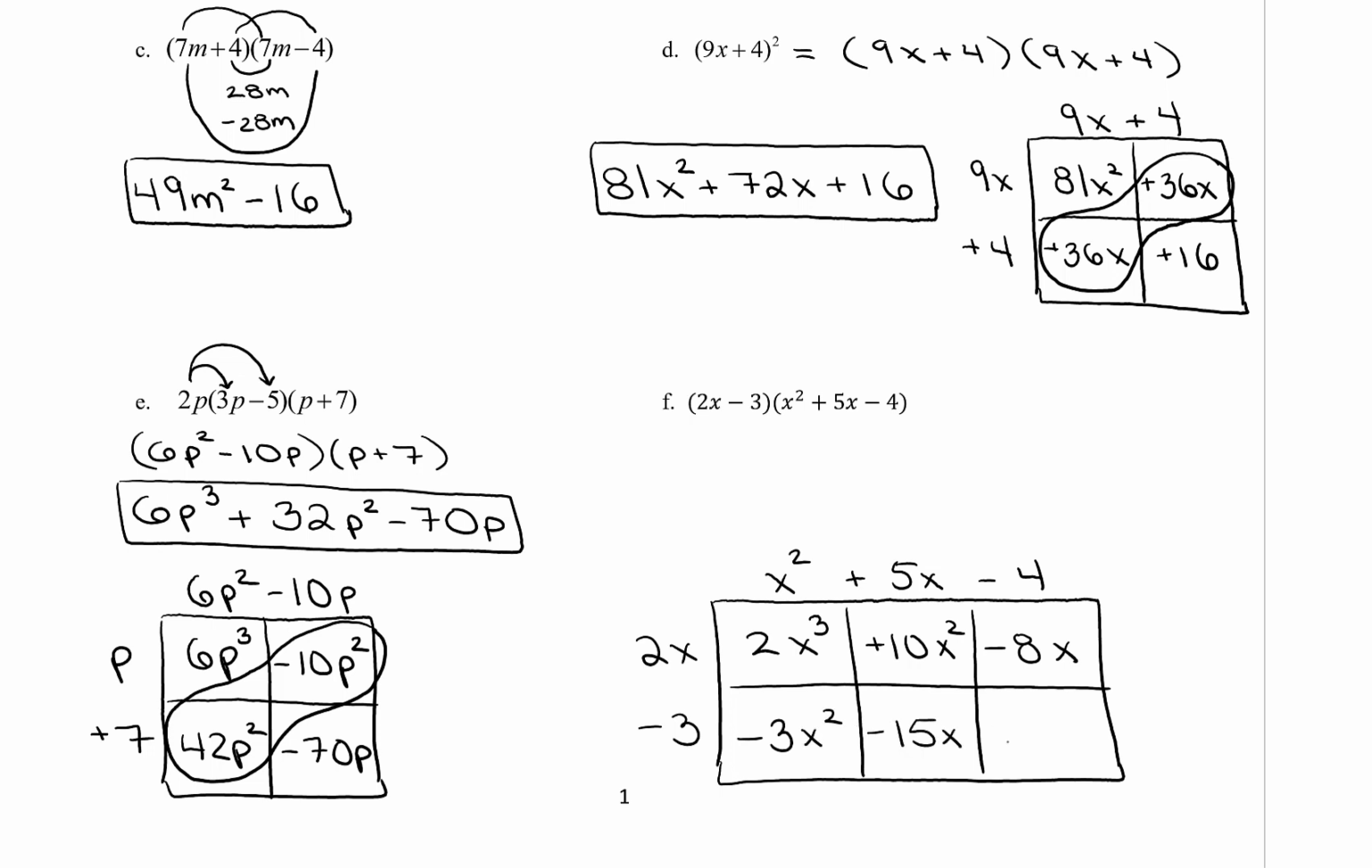Negative 3 times x squared is negative 3x squared. Negative 3 times 5x is negative 15x. And negative 3 times negative 4 is positive 12. I'm going to enclose my like terms with a peanut-shaped circle. So I'm going to enclose the negative 3x squared and the positive 10x squared. And I'm also going to enclose the negative 15x and the negative 8x. And I'm going to end up with 2x cubed plus 7x squared minus 23x plus 12. I'm going to box that answer in.